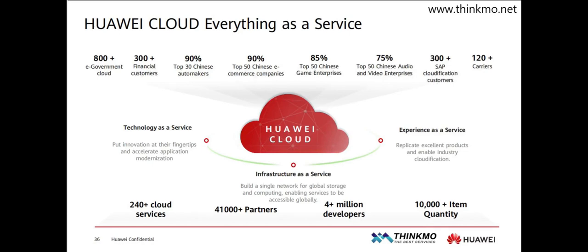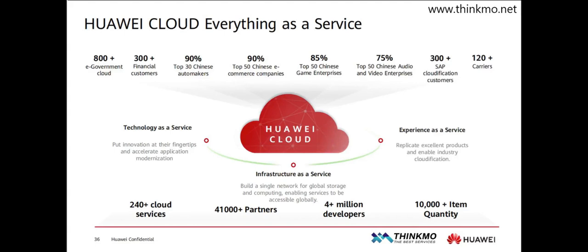First, infrastructure as a service. In this area, we adhere to the concept of a global network. As of now, Huawei has covered 170 countries. We can provide low latency and high reliability networks. This is mainly aimed at our multinational enterprises, allowing them to deploy global operations with one click.